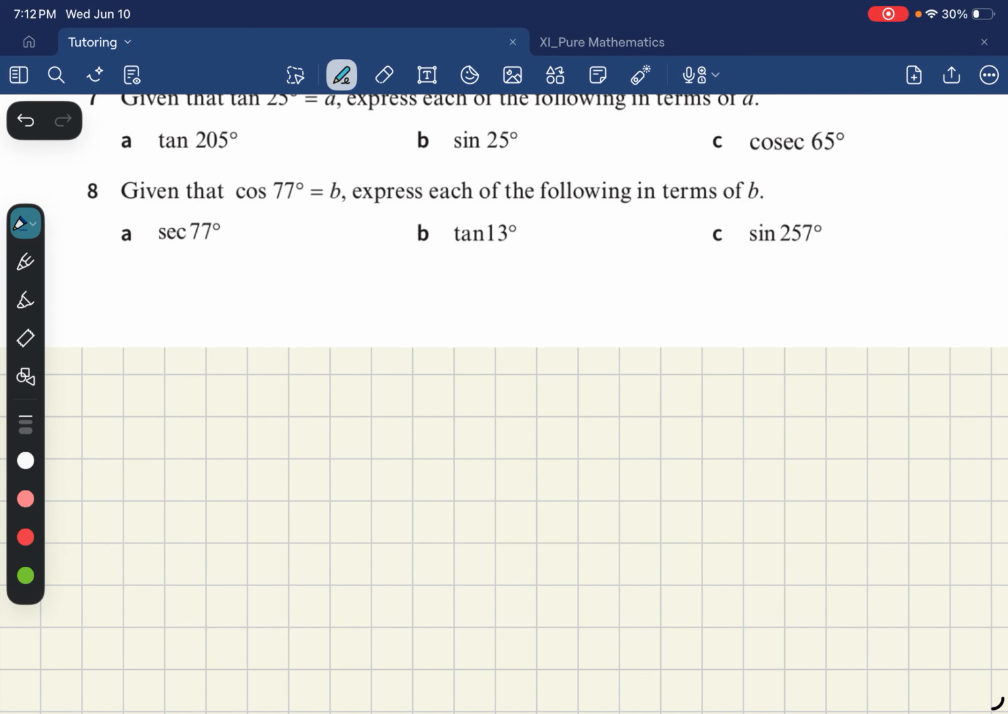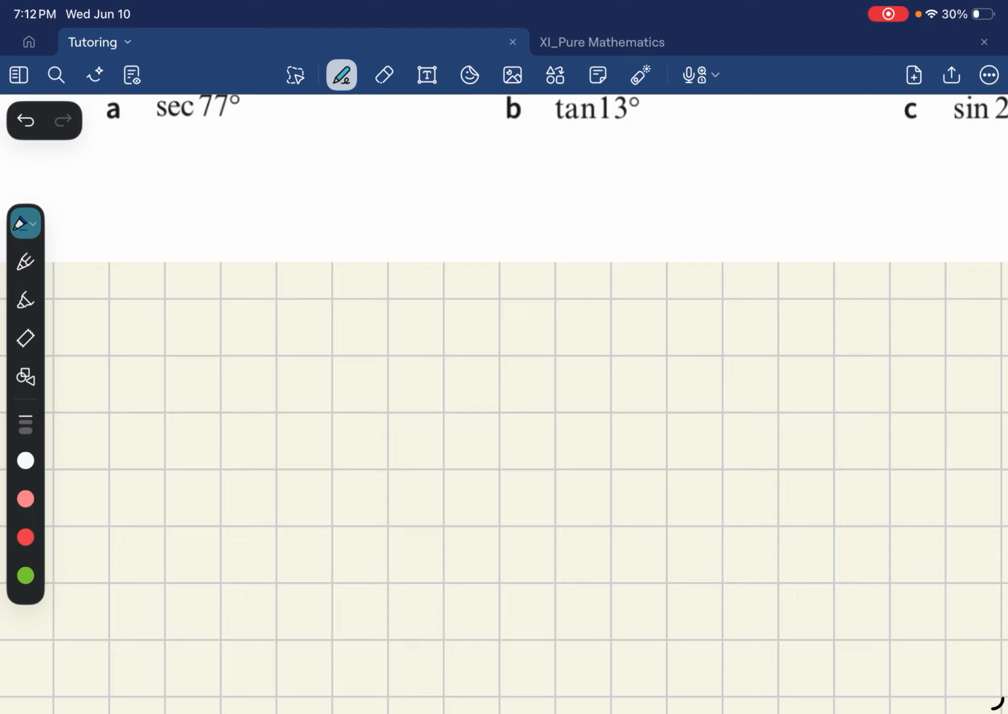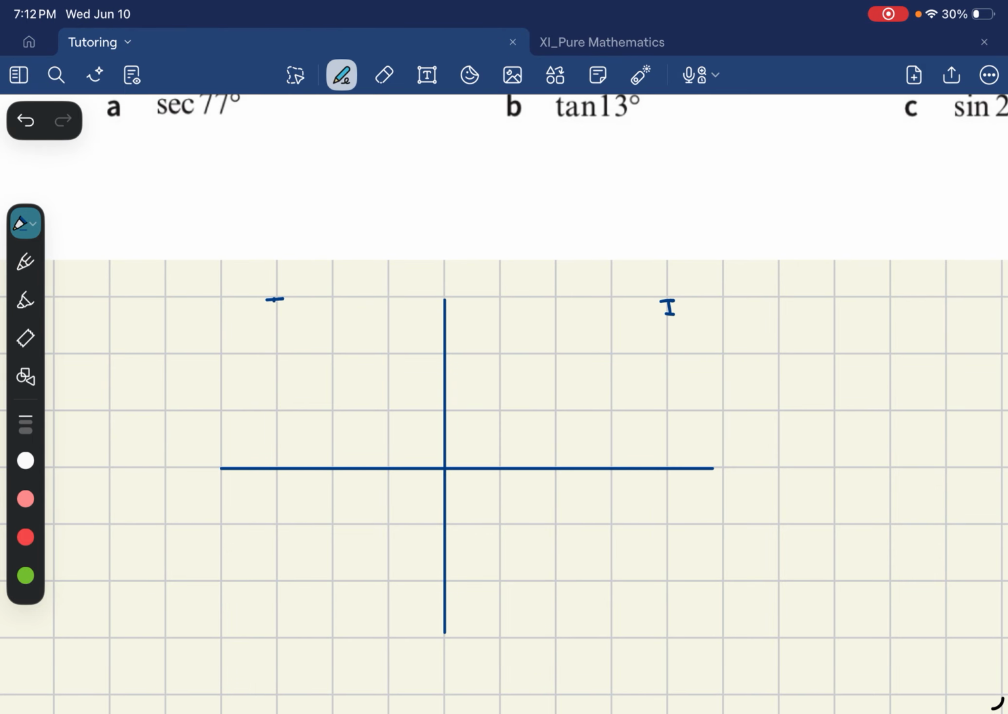Alright, so in this video, we're gonna look over solving trig ratios. And here's the two things that are gonna be important. The first is knowing your quadrants. So you have your first quadrant, your second quadrant, your third quadrant, and your fourth quadrant.